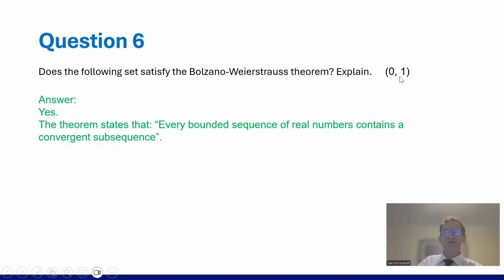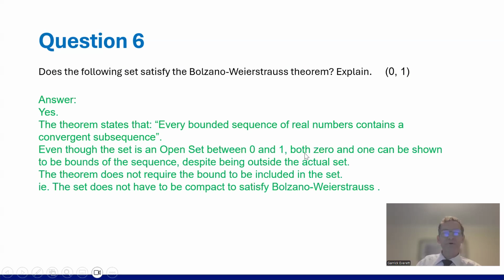Now, is an open set (0, 1) bounded? Answer, yes. Even though the set is an open set between 0 and 1, both 0 and 1 can be shown to be bounds of the sequence, despite being outside the actual set. The theorem does not require the bound to be included in the set, i.e., the set does not have to be compact to satisfy Bolzano-Weierstrass. So because you can prove that this is bounded by 0, this is bounded by 1, therefore it's a bounded sequence. Therefore, Bolzano-Weierstrass says it must contain a convergent subsequence.